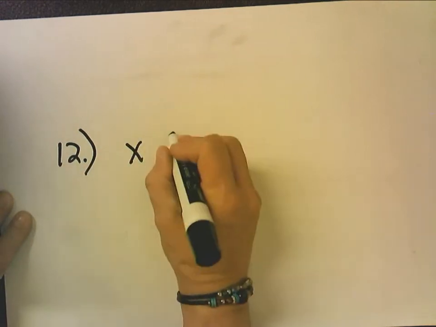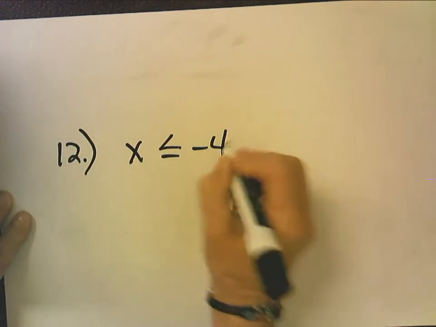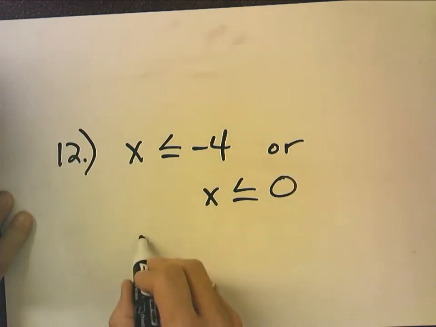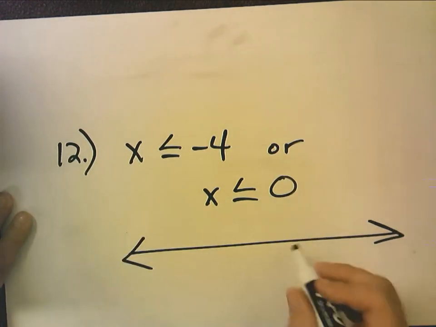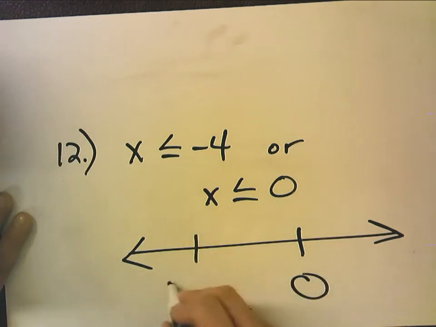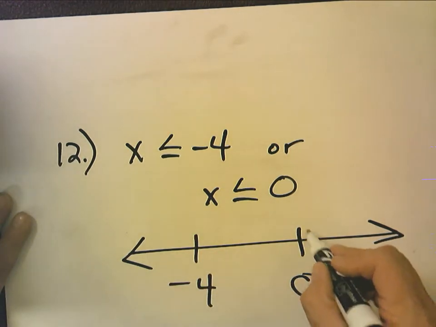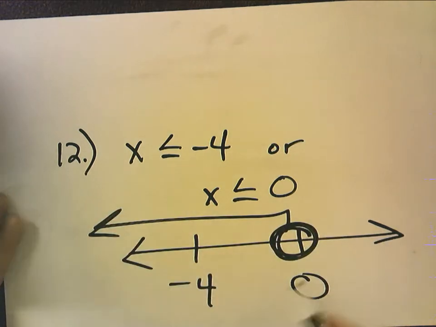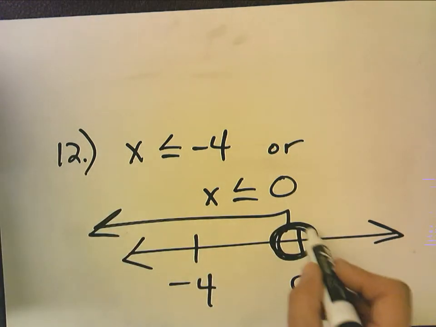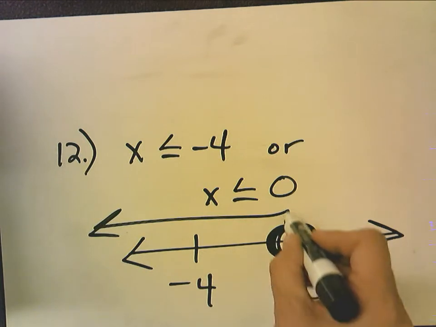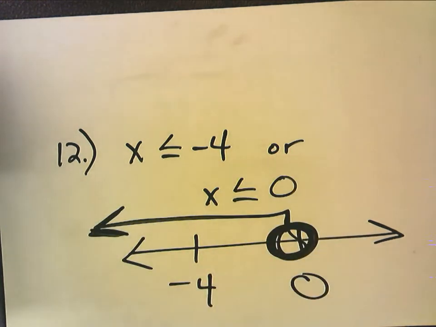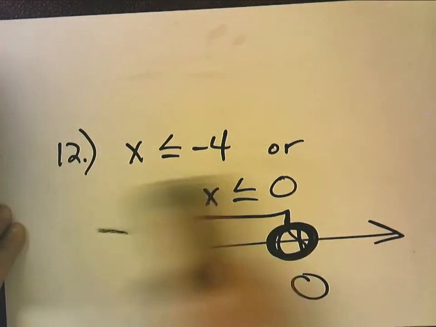It simplifies to x is less than or equal to negative 4, or x is less than or equal to 0. So again, I pick the one that includes the biggest solution set, and that's going to be this one, because anything less than negative 4 is automatically less than 0. This includes the most solutions, and or includes the most solutions. So that is A. So 12 is A.